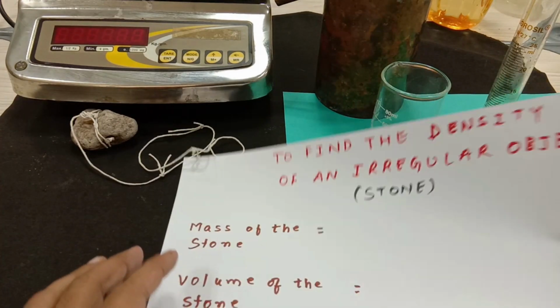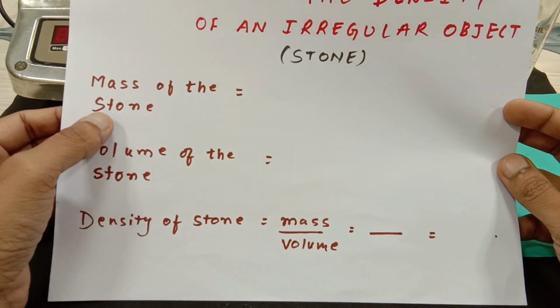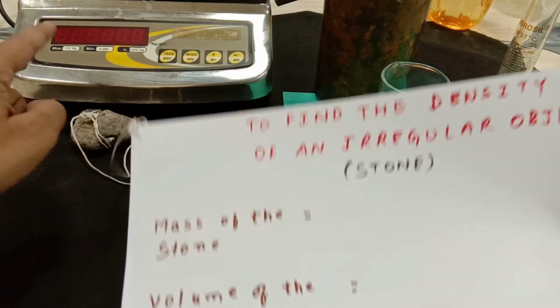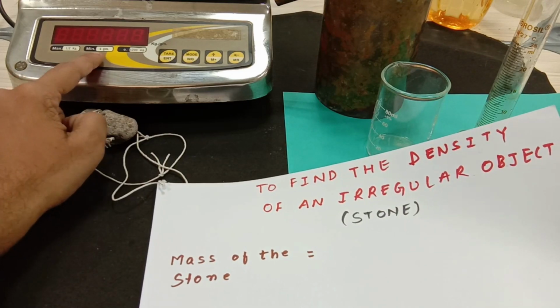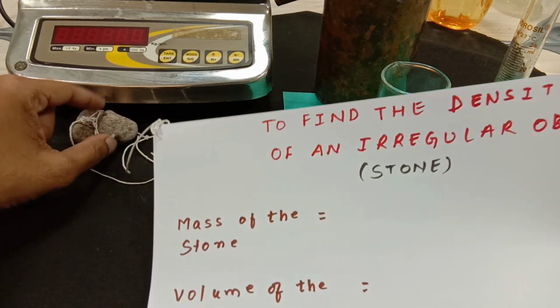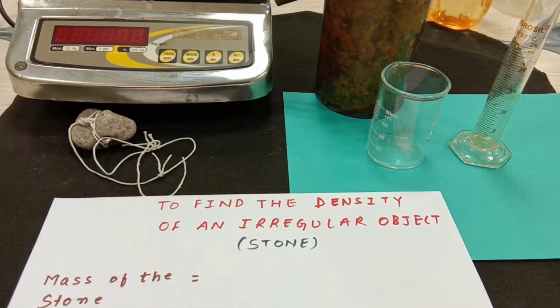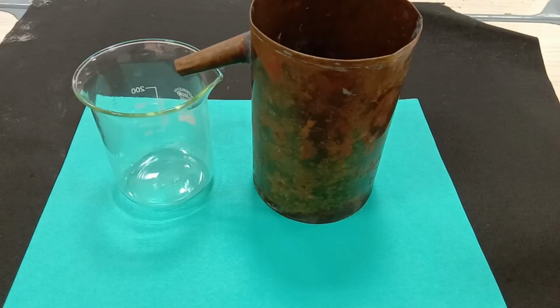The formula used in this experiment is very easy, people. We know that density is equal to mass upon volume. So I will be finding the mass of the stone with the help of this electronic beam balance, and the volume shall be measured with the help of the Eureka can. So let's begin the experiment. Okay, now I'm ready to perform the experiment.